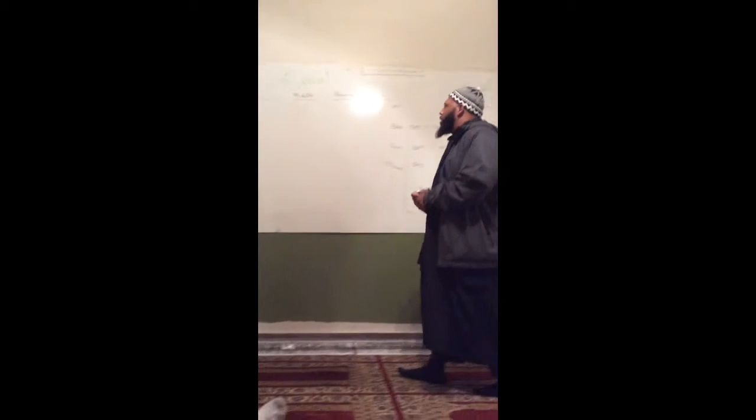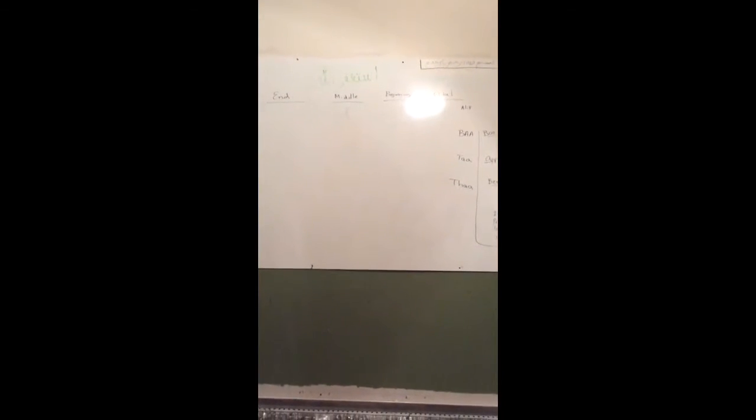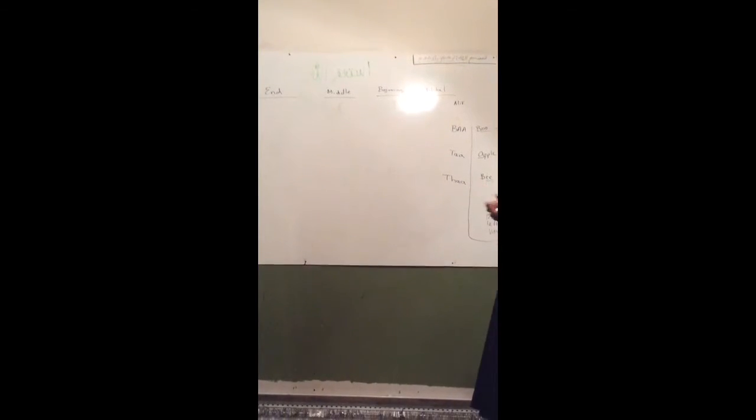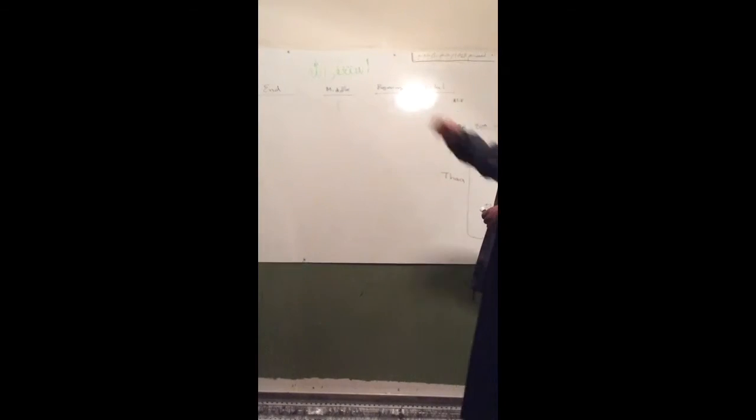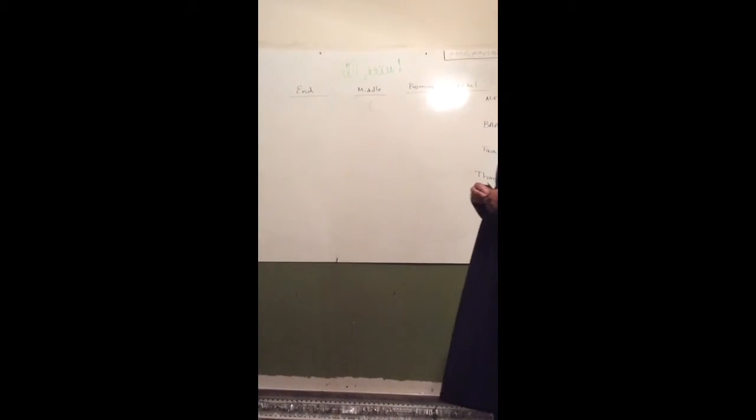Now, let's move over to the letters. We're going to work with the first 4 letters here. And what we'll do is we'll write them in their initial form. We'll write them in their beginning form. We'll write them in their middle form. And we'll write them in their ending form.